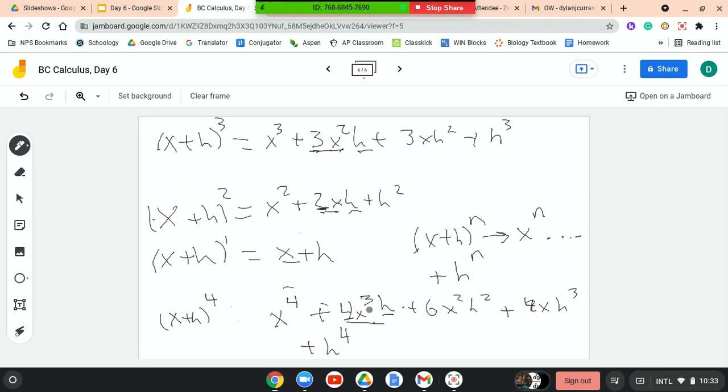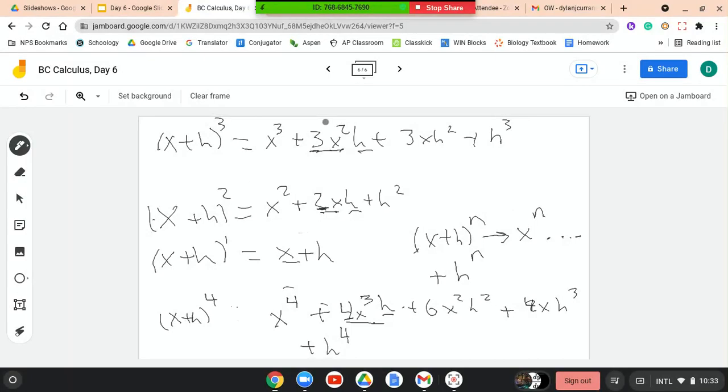Additionally, you'll notice that the exponent on the x term for all of these is just 1 less than the exponent. The exponent on the x here is 1, which is 1 less than 2. The exponent here is 2, which is 1 less than 3. Here it's 3, which is 1 less than 4. You see that pattern? Yep. So that's a really important pattern.